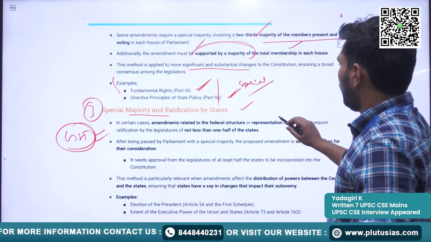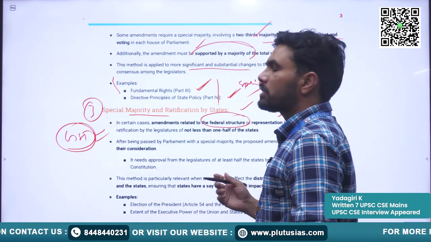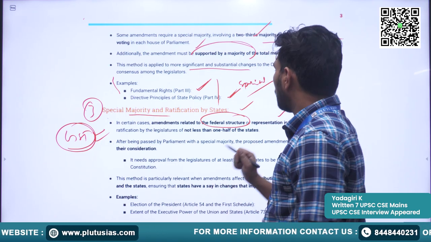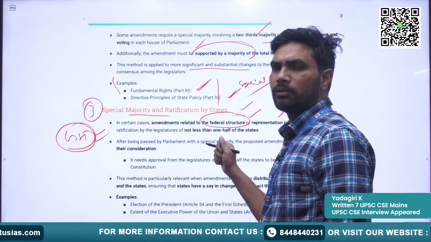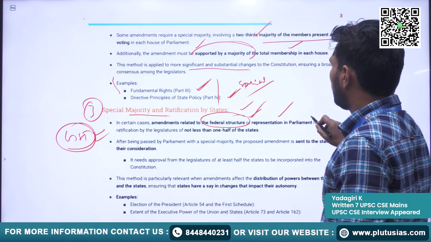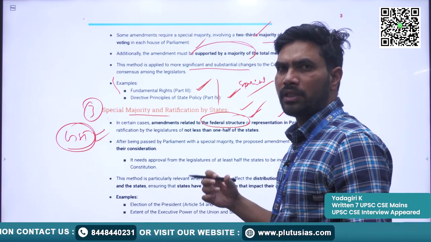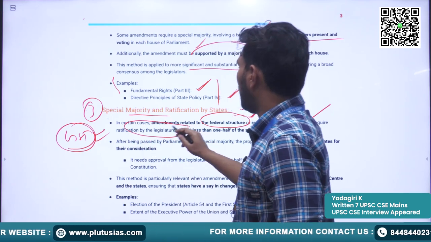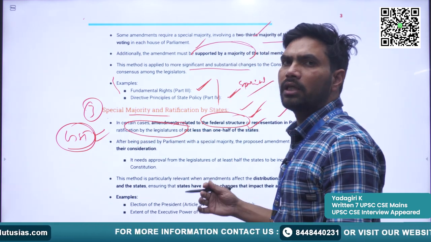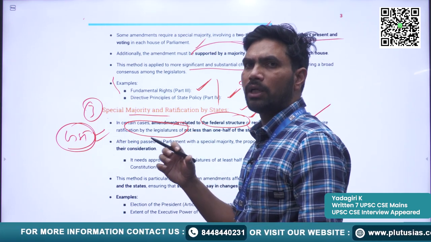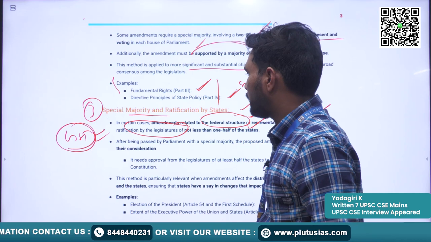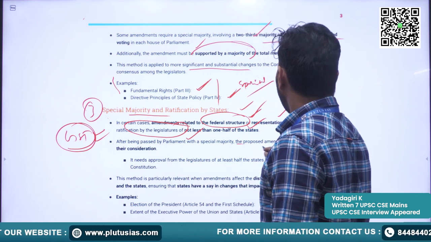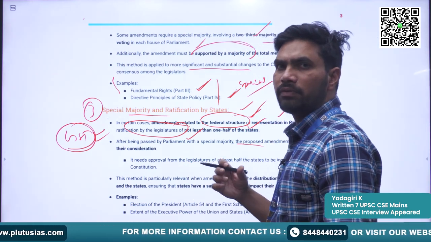So basically, amendments which have implications for the federal structure, for those items this type of amendment process has been prescribed. Similarly, representation in Parliament, the states' representation in Parliament. These kinds of items require special ratification by state legislatures, not less than one half of the states. So not less than one half of the states shall accept these kinds of amendments, right? Once these amendments are passed by Parliament, they are sent to the states for ratification.